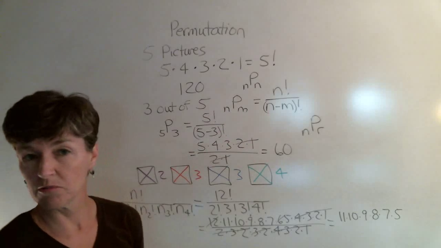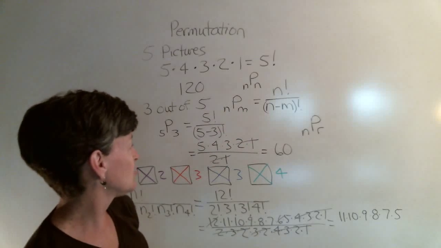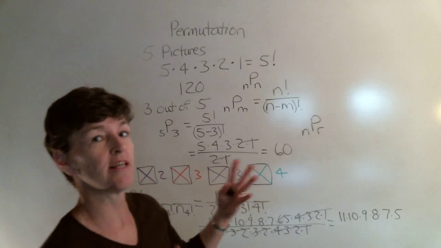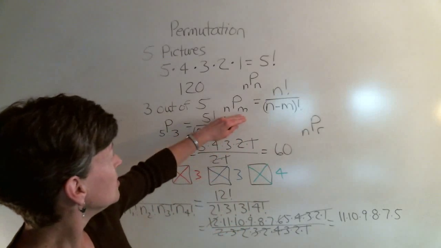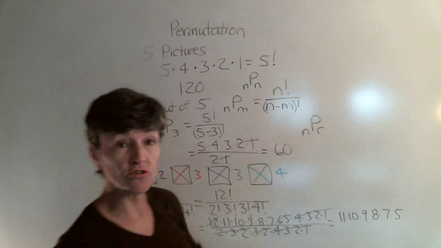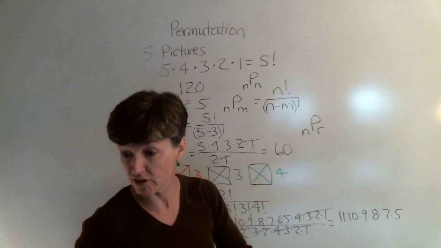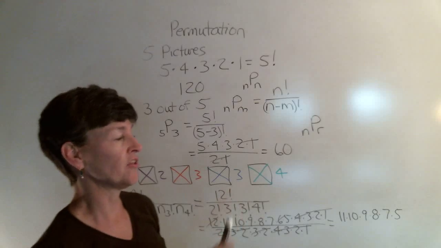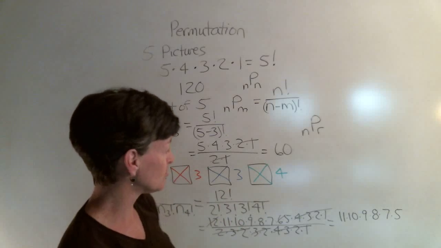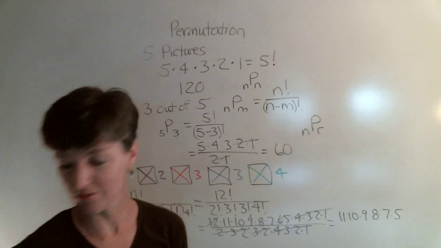nPr, nPm, some texts use nPk, just different, but that is not as important as the fact that this is this right here. So you can use this on your calculator. You also have a factorial function in there. You can use that as well to help with the math, especially when the numbers get to be really, really large.